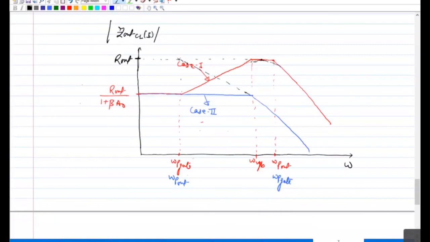While in the other case, case 2, your output impedance is already suppressed by the loop gain, and beyond UGB you further get a suppression at high frequency. So here you will get a benefit beyond omega P out, and beyond omega P out also you have to travel this much in order to get back to R out by omega P out. So in this frequency range, from omega P gate until this point, your responses will not be good, because of this bump in your output impedance in case 1.